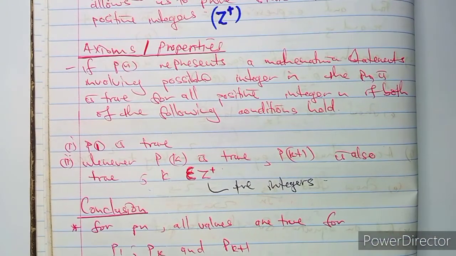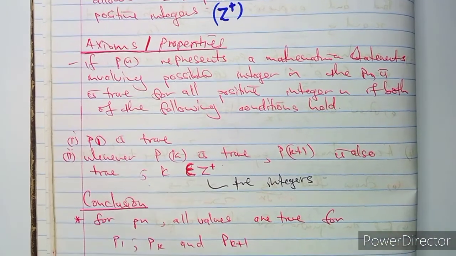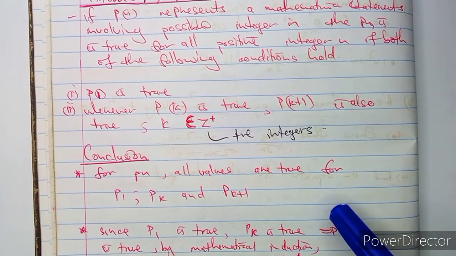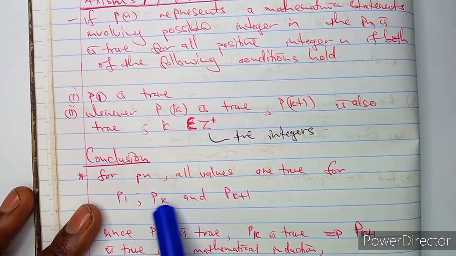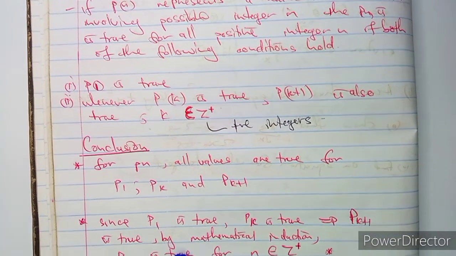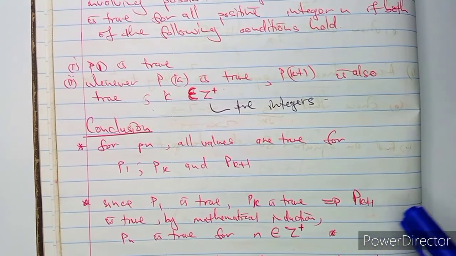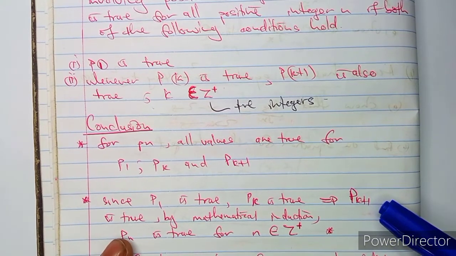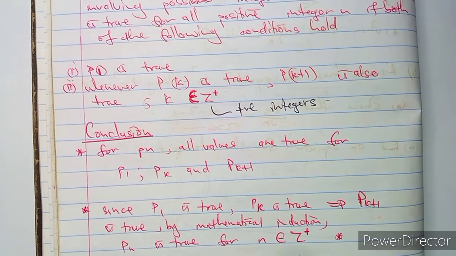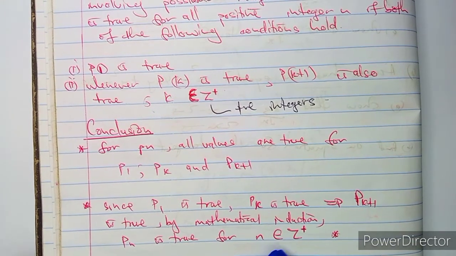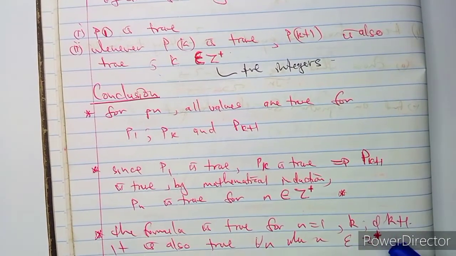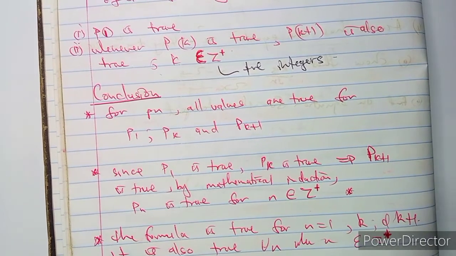I shall show you how you actually prove this, and don't forget that you are supposed to put a conclusion. Some of the conclusions you can take for Pn: since P1 is true and Pk is true, it follows that Pk plus 1 is also true by mathematical induction. Therefore Pn is true for all values of n, which are elements of what? The positive integers.